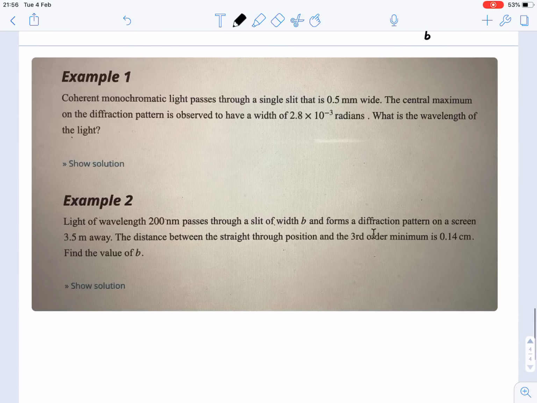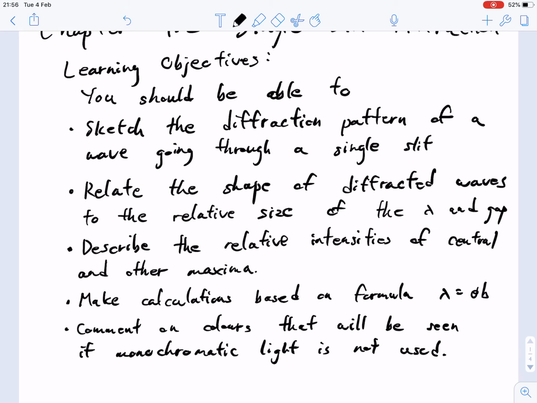So below I've got 2 examples from Cognity, which we can go over, but first off I just want to quickly check back on our learning objectives. So sketching diffraction patterns, yep, we've done that. Something like that.